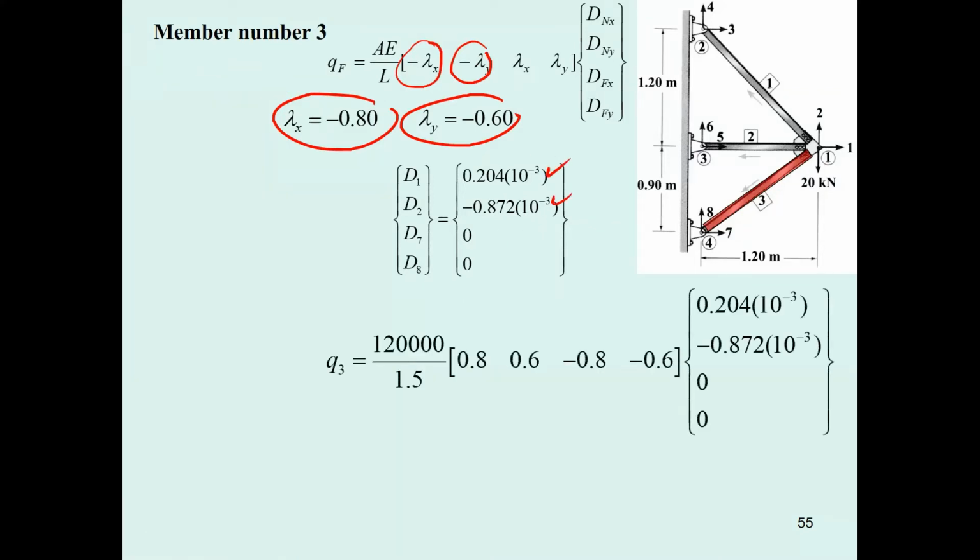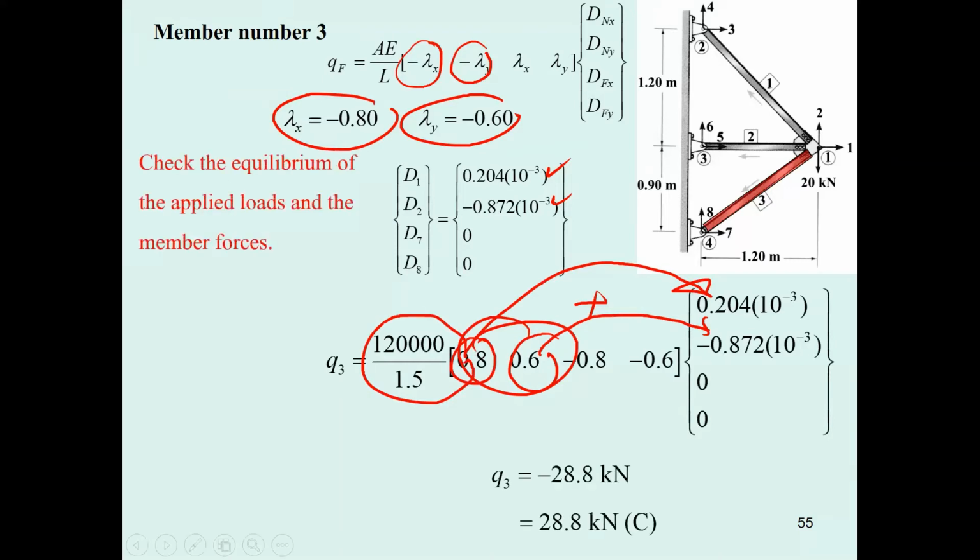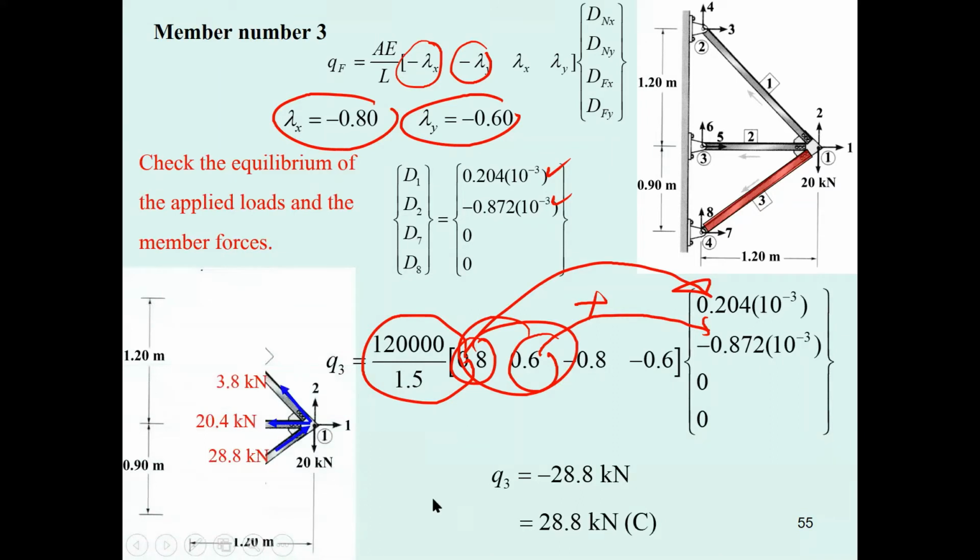You get this one. Now you can do the computation easily. This one times that's one, and this one, just put them together. When you get this, just times it with this number, you get this one. The last one, you've got to check the equilibrium of this.